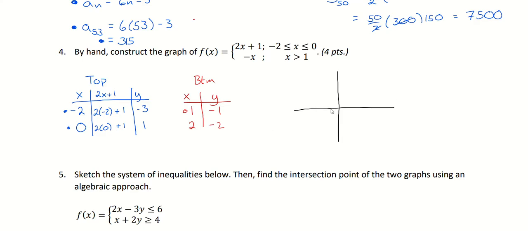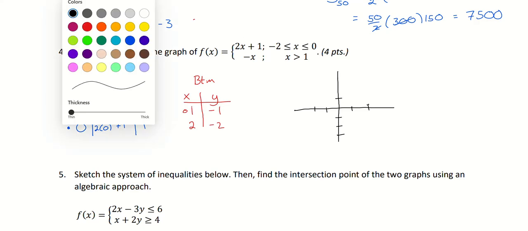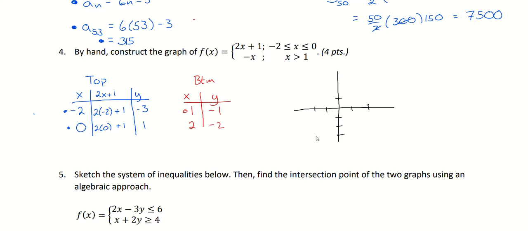Okay, so we got -2 to 2, so -1, -2, 1, and 2. I'm just trying to be kind of consistent. I go down to -3 and I go up to 1. All right, I'm going to plot these points real quick. The first one, in the same blue, we got -2, -3. Do you guys agree that's right there? Yeah. And 0, 1 is here.